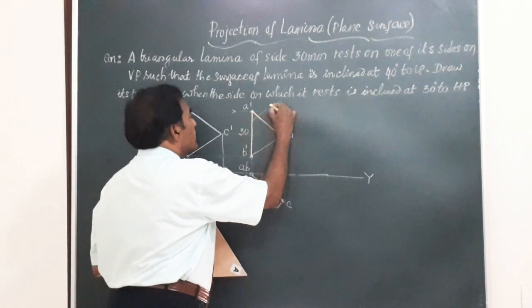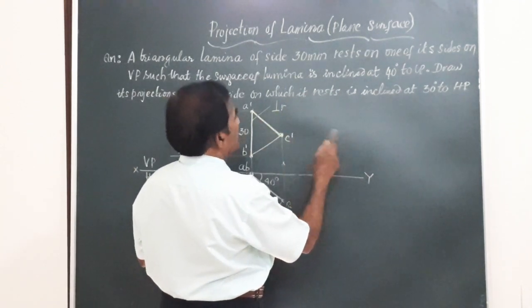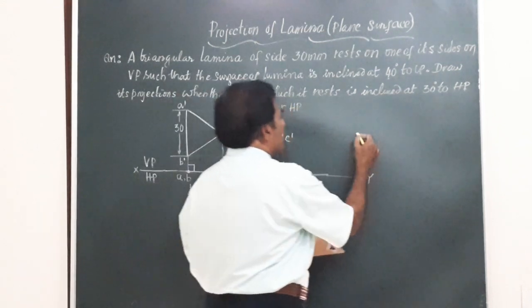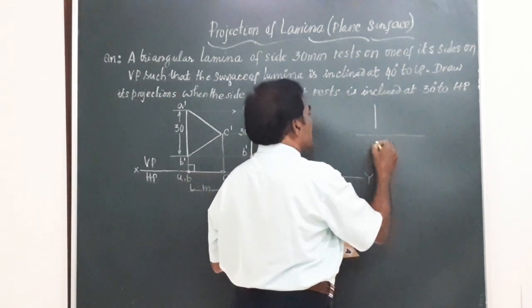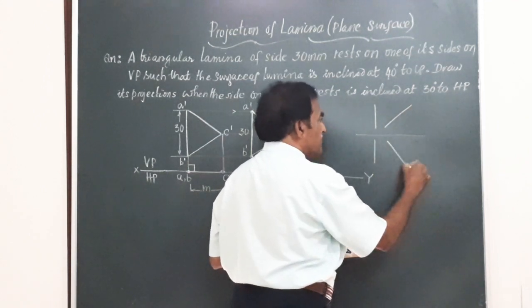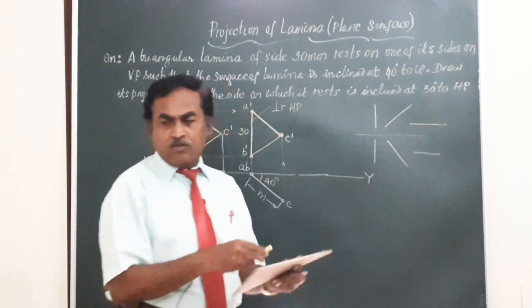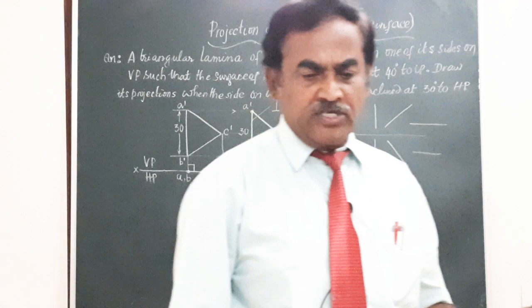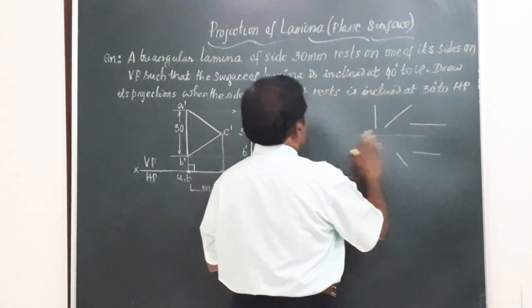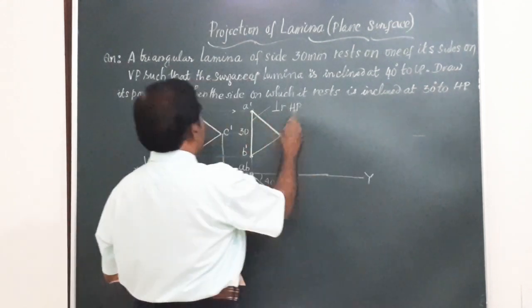That AB is now perpendicular to HP, because any line drawn like this is perpendicular to HP, perpendicular to VP. This is inclined to HP, this is inclined to VP, parallel to HP, parallel to VP. You have to remember this throughout whenever you are making the projections of this lamina. So friends, here the side on which the lamina is resting is now perpendicular to HP.